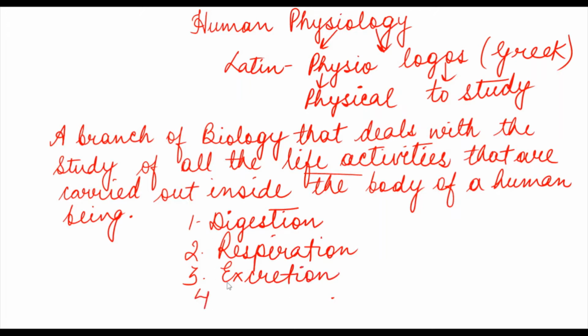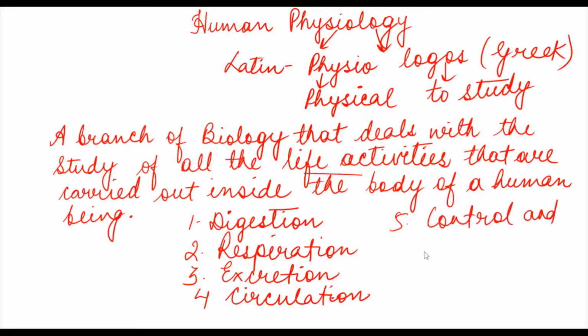So all these are life processes. Next, children, is circulation. Very important. Circulation is also known as transportation. And the fifth one is control and coordination, that is done by the nervous system. So the last one is control and coordination.